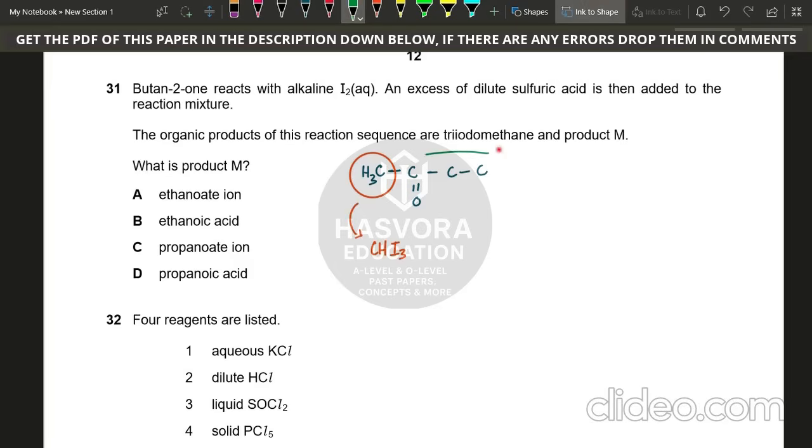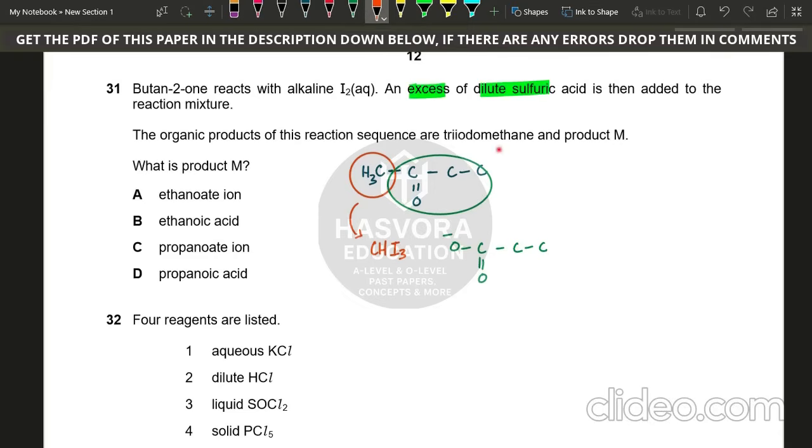And for the other part, let me just encircle this. To this part, what actually happens is that this will remain C double bond O, C, C, and we will have O, and then we will have a formation of a carboxylate ion. It will always form an ion, but here we have a twist. It is not as simple as it looks. They have added excess of dilute sulfuric acid.